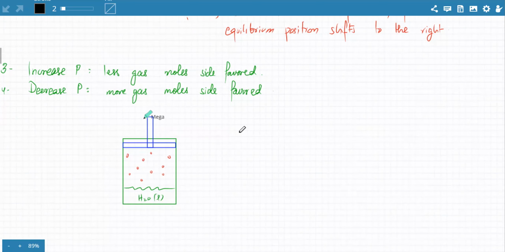that could be pushed downwards or it could be moved upwards as well. So here's your movable piston, right? What does it mean if I want to increase pressure? I am supposed to push it down, right? So I'm trying to increase pressure.